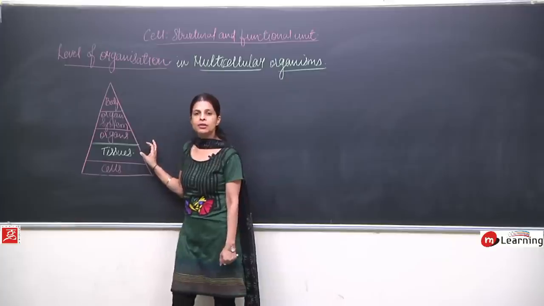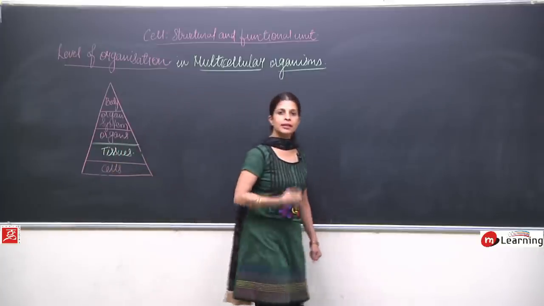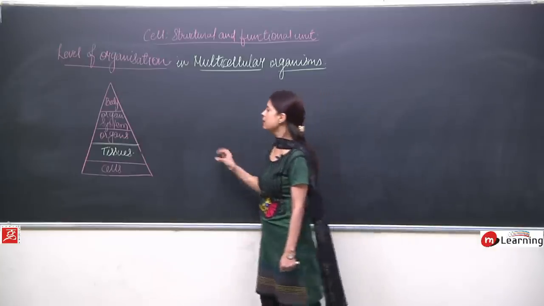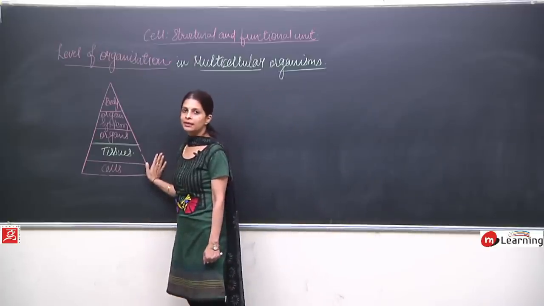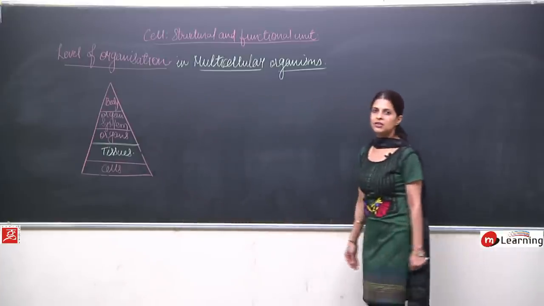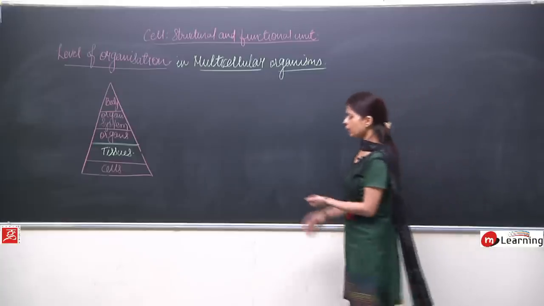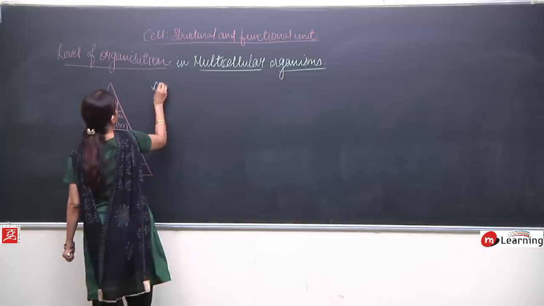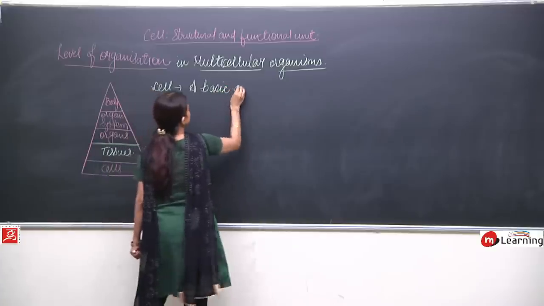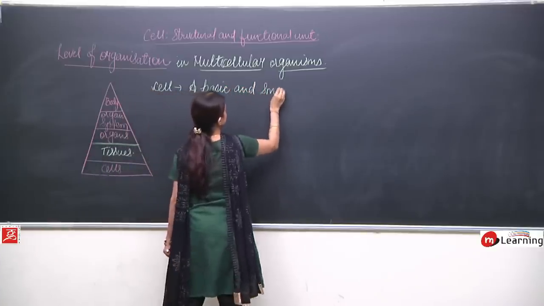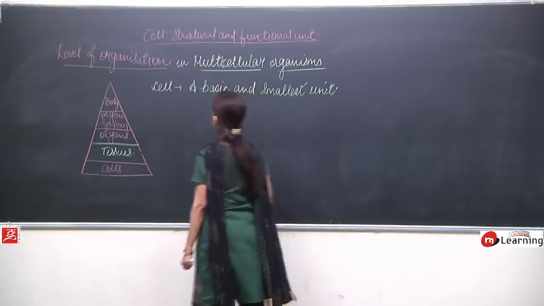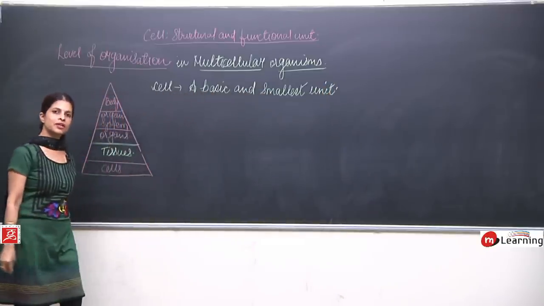Now when we talk about these organs, how are these organs made? These organs are made of tissues. And how are the tissues made? We all know tissues are made by the cells. So this is known as level of organization in multicellular organism. So what is happening? Cell, our basic and smallest unit. Obviously, the structural and the functional unit.